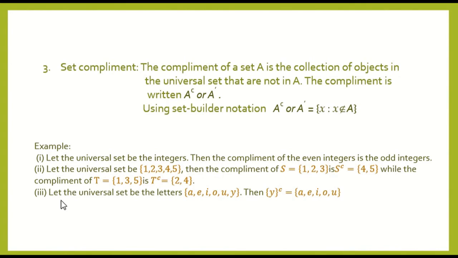Last example we have here. Let the universal set be the letters A, E, I, O, U, and Y. Then, Y complement is equal to A, E, I, O, and U. So, kung mayroong tag-complement, kadtong naa sa universal set, pero wala sa given set. So, gawas sa set nga given, pero nasulod sa universal set. Mao na siya ang set complement.